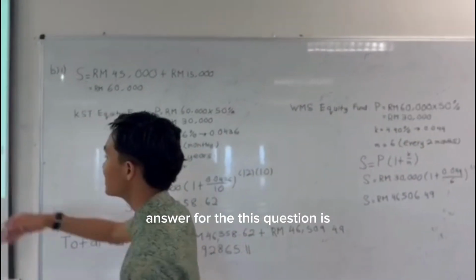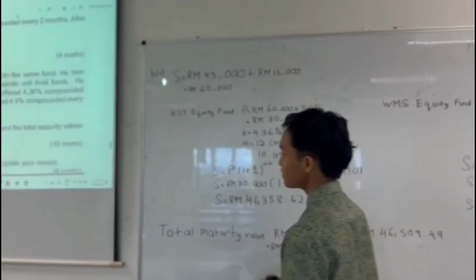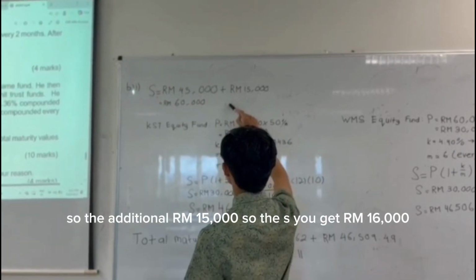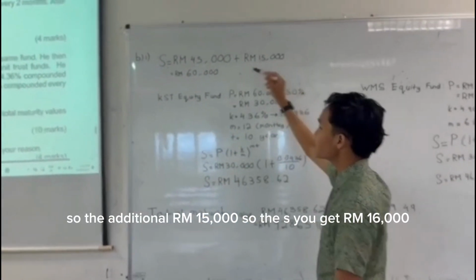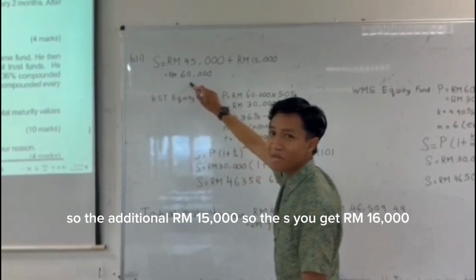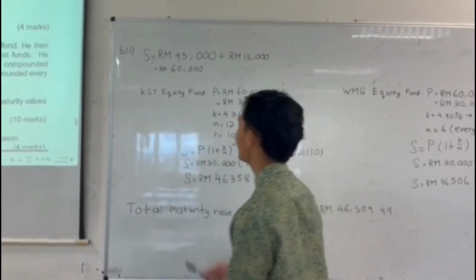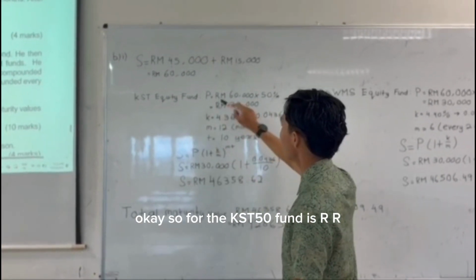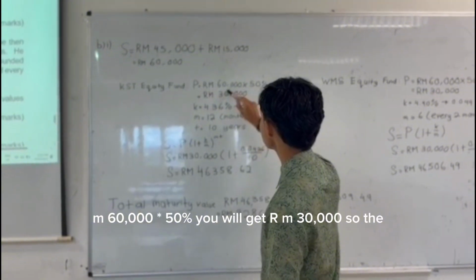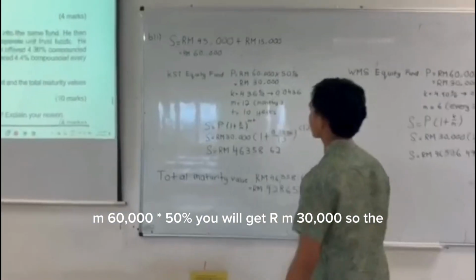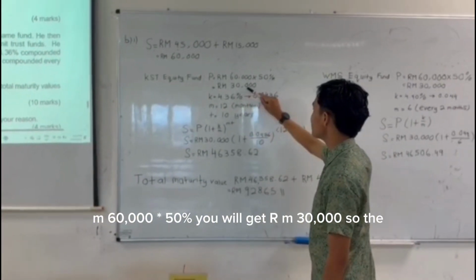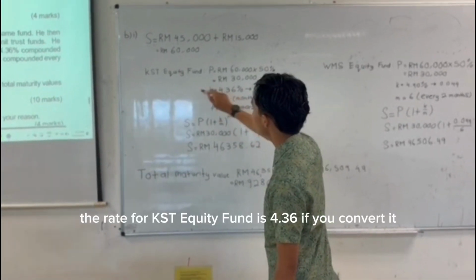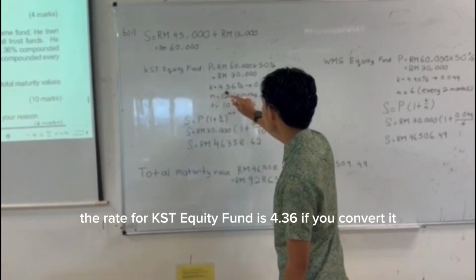The answer for this question is... okay. So the additional RM15,000. So the S you get is RM60,000. Okay, so for the KST equity fund it is RM60,000 times 50%. You will get RM30,000. So the rate for KST equity fund is 4.36.